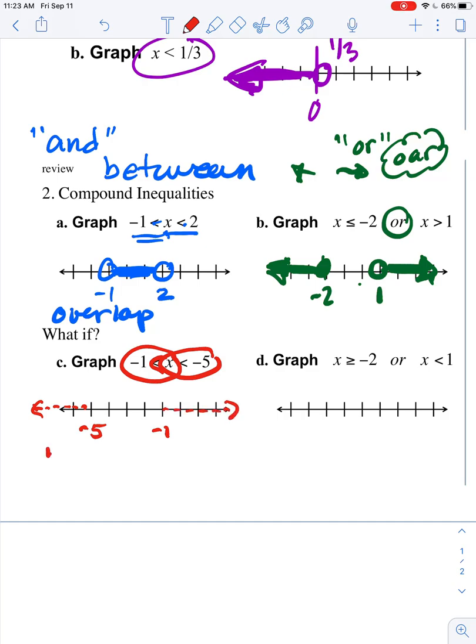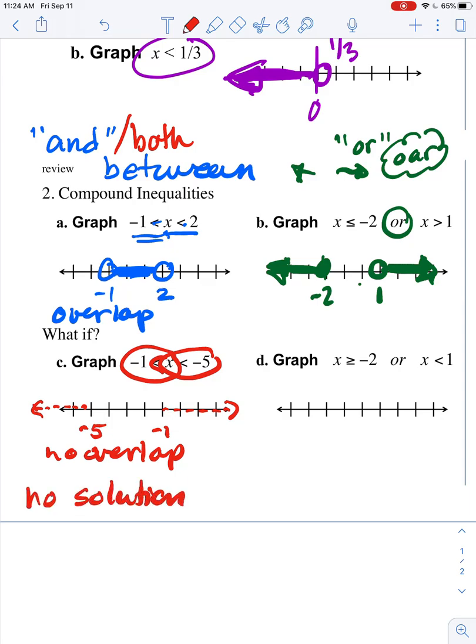So the problem here is that there is no overlap. There is no place where that is both things, because with "and" we have to be both things. You have to have brown hair and blue eyes, not one or the other. It's got to be both. So in this case, with no overlap, there's no answer. And because there's no solution, then we have to say there's no solution, or it's the null set.